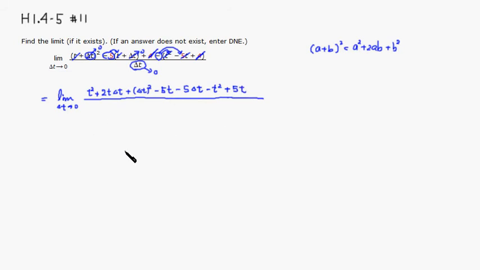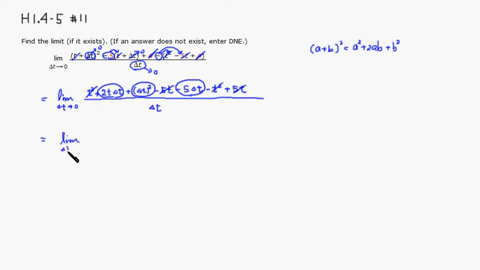Then you can see that there's positive t squared and there's negative t squared, so you can cancel those. And there's negative 5t and there's positive 5t. Oh, I forgot to write the delta t on the bottom. So you can see that there are 3 terms left over on top: 2t delta t, and delta t squared, and you have negative 5 delta t. So we still have a limit.